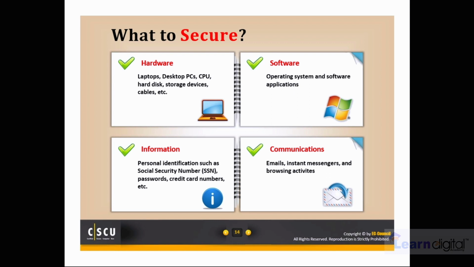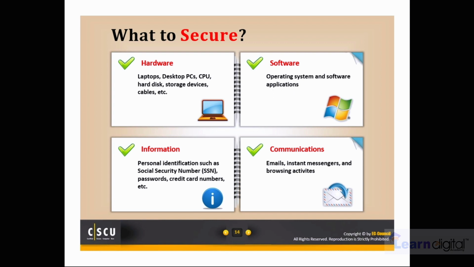Information, yes: personal identification such as social security number, passwords, and credit card numbers. Please don't share those numbers on any websites if these websites are not secure. If you are giving any kind of information on non-secure or insecure websites, then they can actually get all the details of your credit card or all the OTPs and everything.